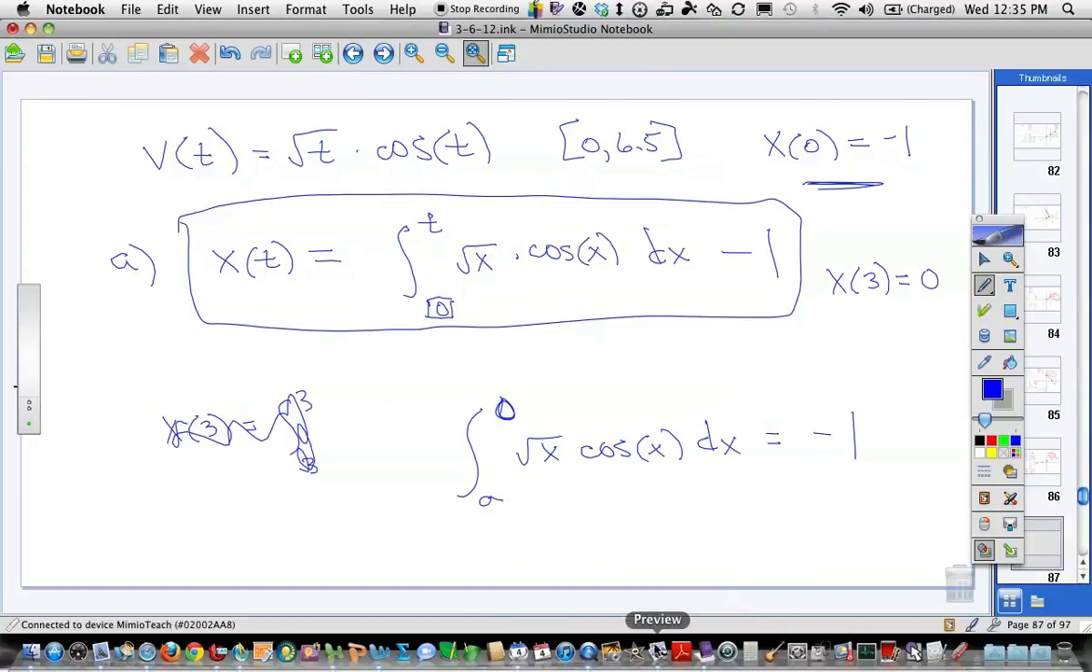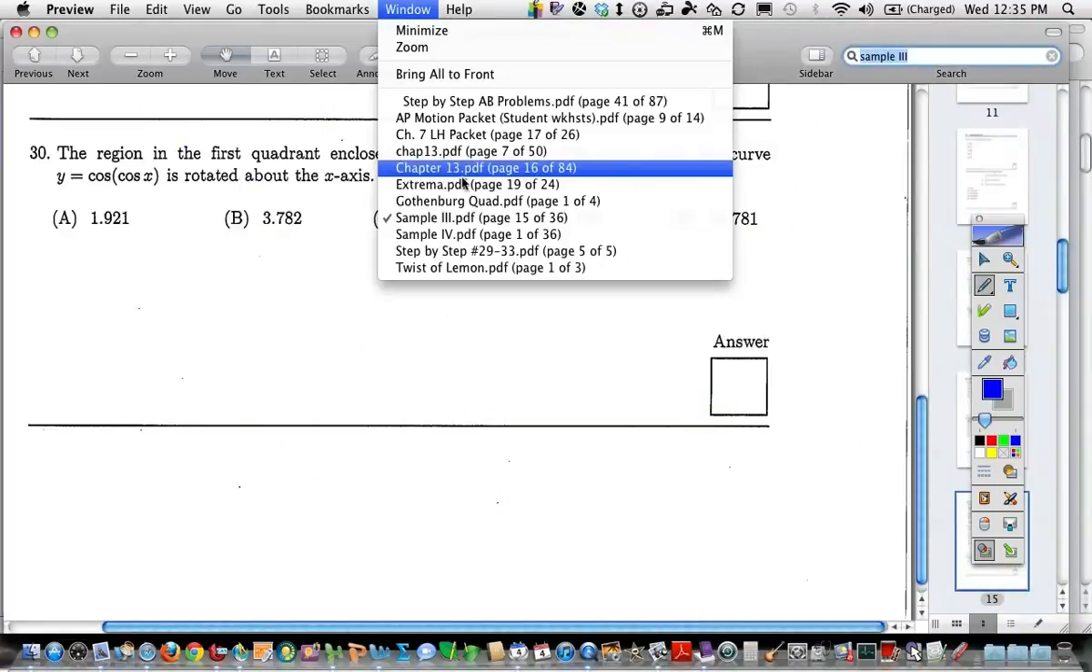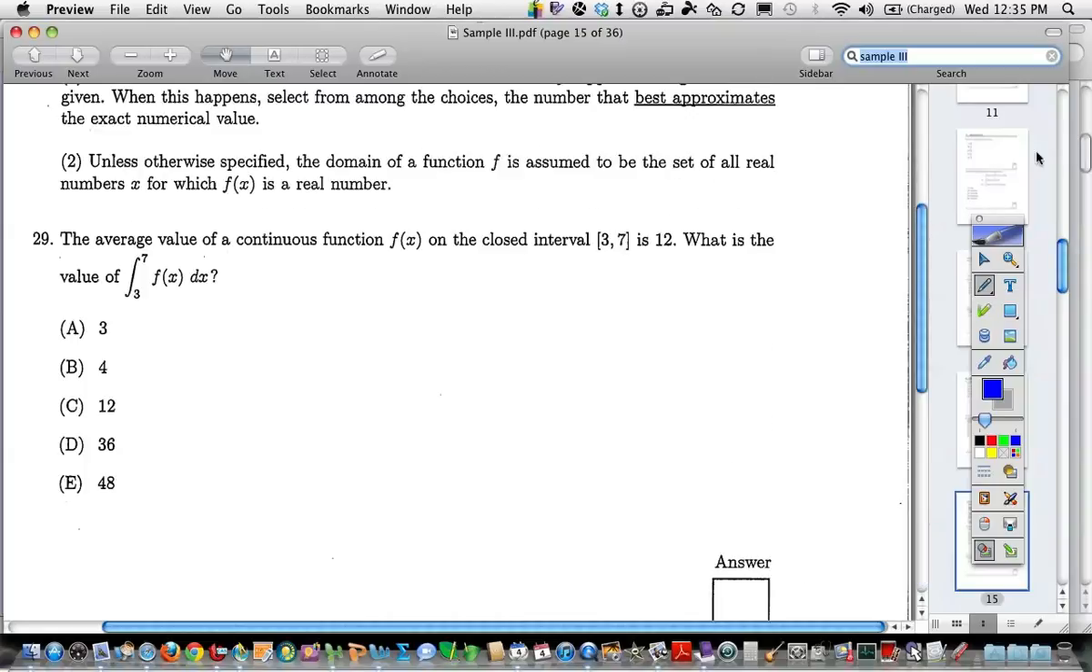All right, now let's come back and do sample 3. I'd like for you to look at problem number 26.